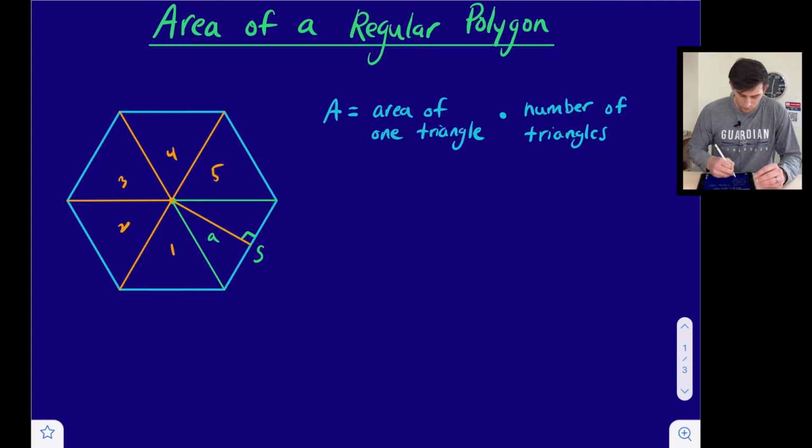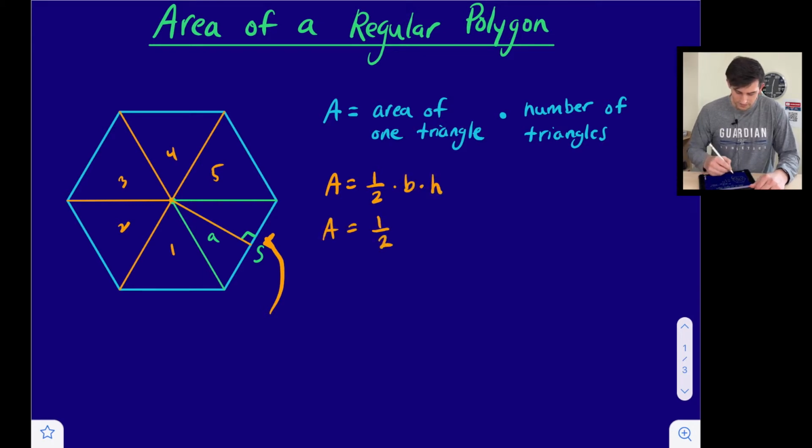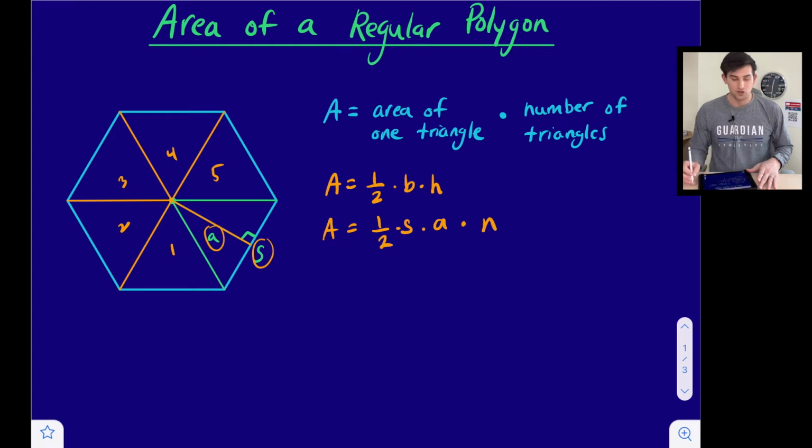If we think about the one triangle that we have right here, we have the apothem labeled, and S for just the side length of the hexagon. If we think about area as 1/2 base times height, here area is equal to 1/2, and in this case our base would be S and our height would be the apothem. Now we multiply that by the number of triangles in the shape, N. So area is equal to 1/2, and let's move A to here and S next to N, using the commutative property of multiplication.